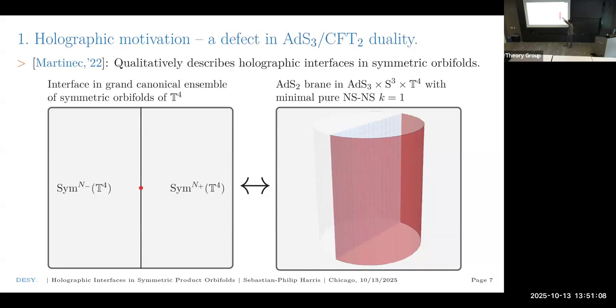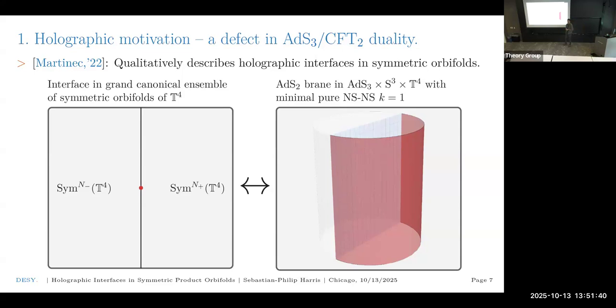But then there was the 2022 paper by Martinec, where he looked at AdS2 branes in a slightly different but related string background, which also involves symmetric product orbifolds in the dual. And in that paper, he gives a very nice qualitative description of some universal family of interfaces in symmetric product orbifolds, which he argues to appear in this context as a holographic tool.